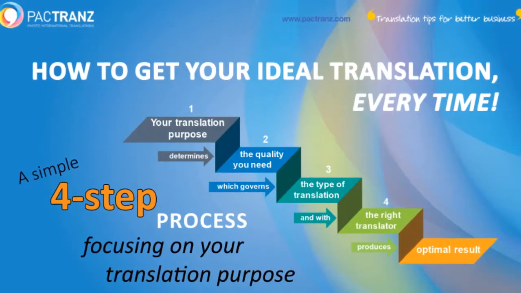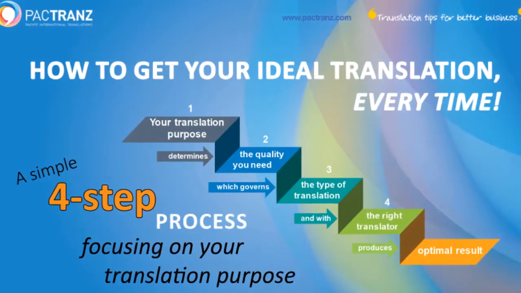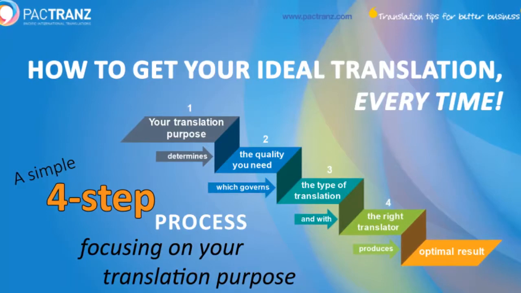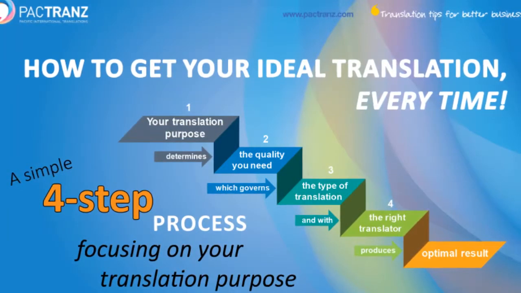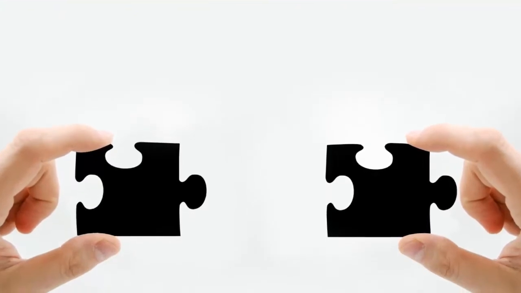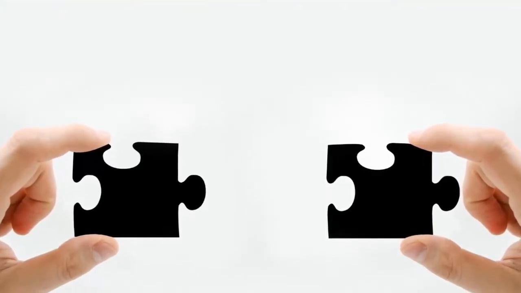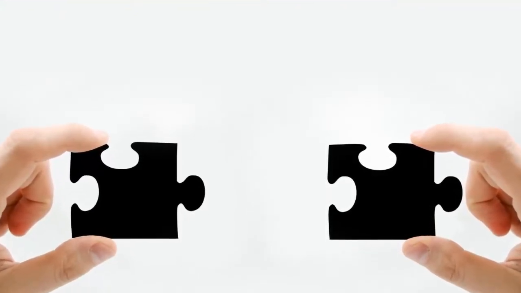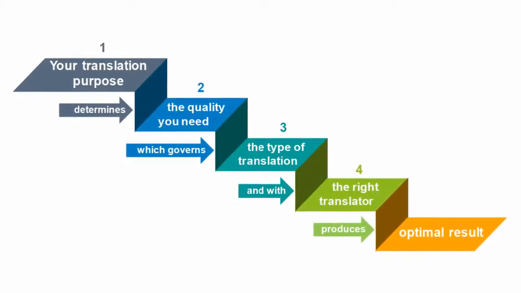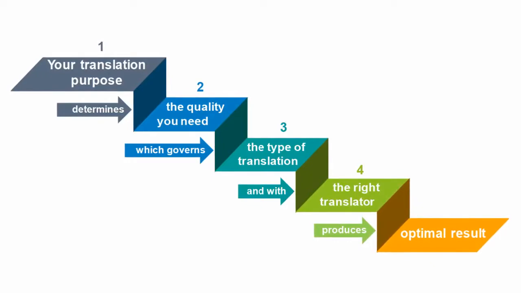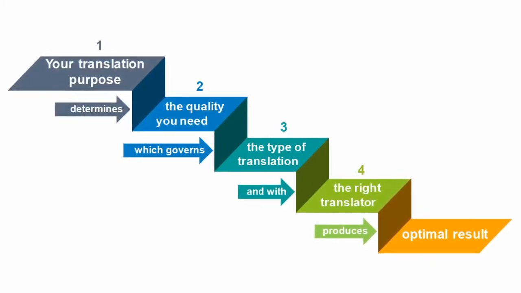Have you ever had a translation that didn't meet your needs or that you paid too much for? In this video, we'll show you how to avoid that happening with a simple process focusing on your translation's purpose. The trick is matching your purpose to the right type of translation for the translation quality level you need. We show you how to do this in 4 simple steps that'll ensure you always get the right translation for your purpose, and it might just save you some money.